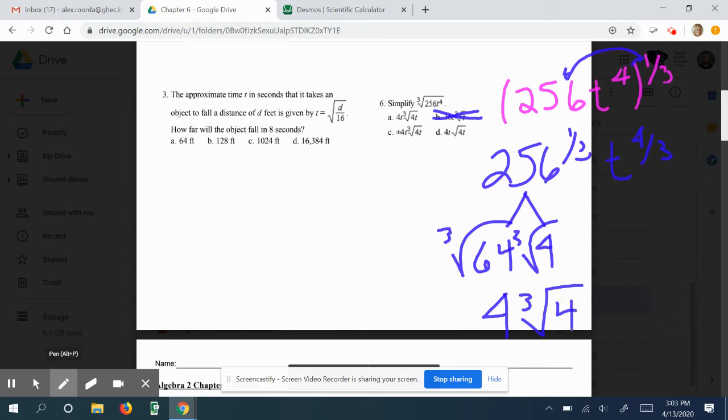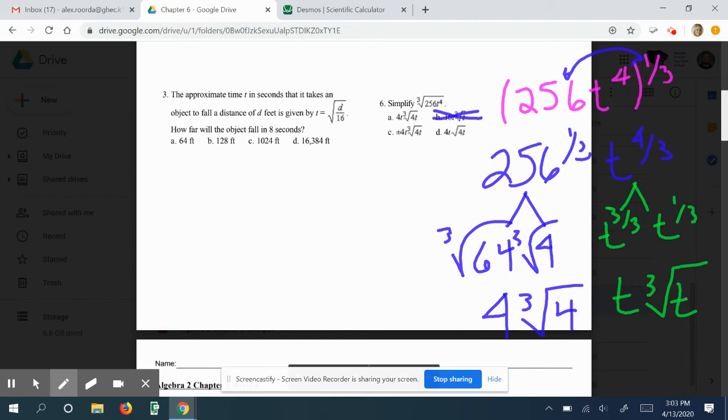Okay, so that's for my 256. Now let's break up t to the 4/3. Well, another way to write this would be just t to the 3/3, and then t to the 1/3, right? Well, t to the 3/3 is just going to be t, and t to the 1/3 is going to be the third root of t.